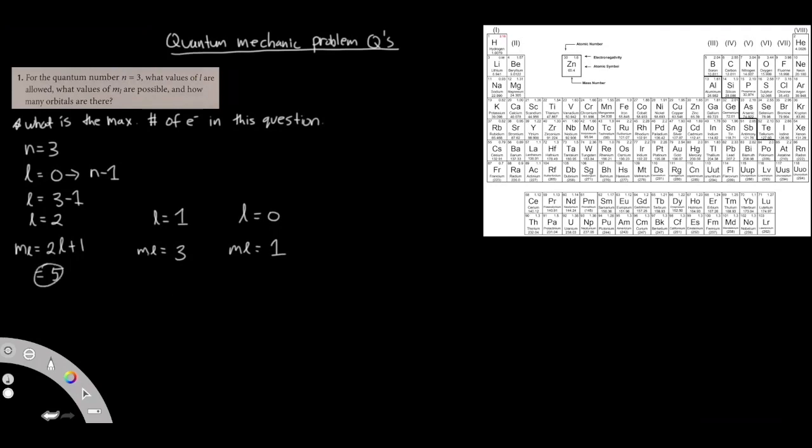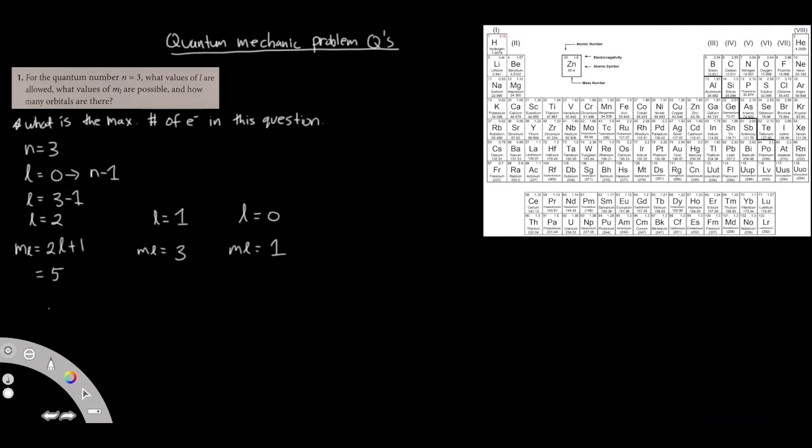Now, these numbers here are the number of orbitals. It's not the actual value. I know the question is asking for what values of ML are possible, so these are not the values. This would not give you the correct answer on a test. These are the number of orbitals, and then from there we're going to dissect what the value is.